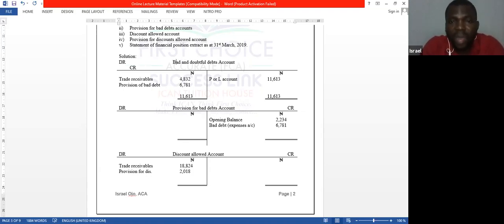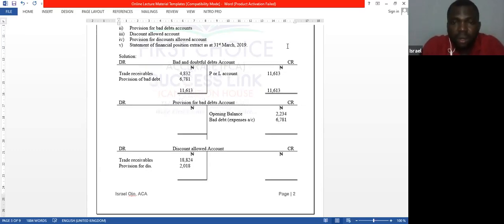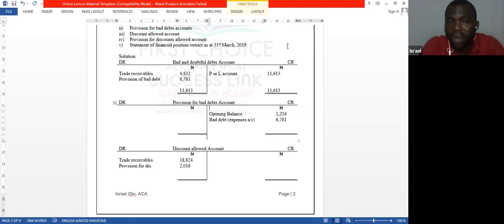So now that we have the two sides equal, the next thing is for us to come to the provision for bad debt. Now, provision for bad debt, we have balance or closing balance. It will have closing balance because we need the opening balance for the next period. So it will be closing balance because we need it, just like we have opening balance there. That's the reason we're having closing balance.